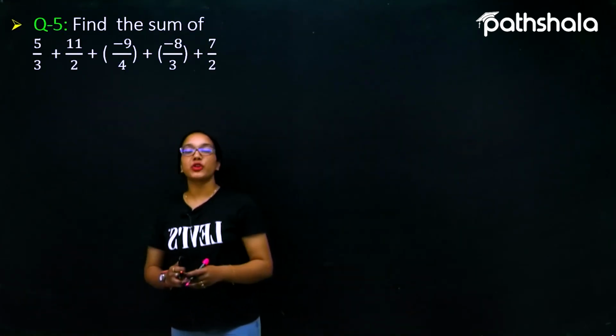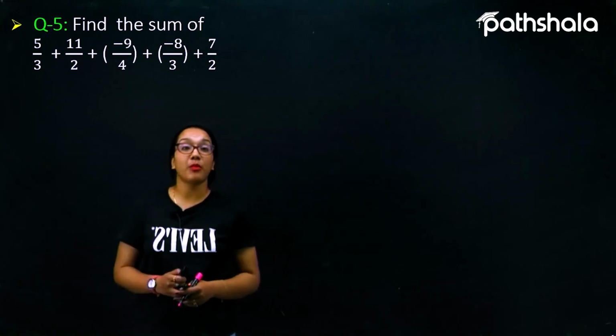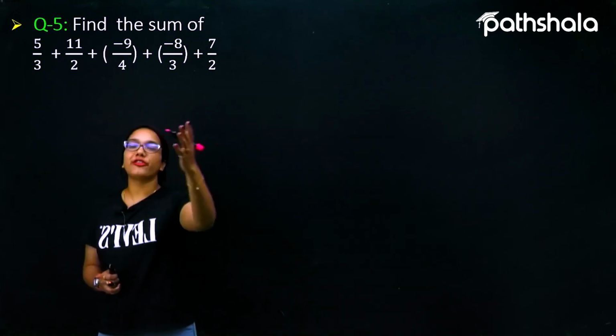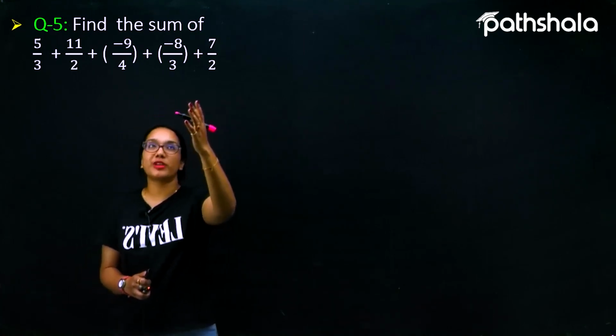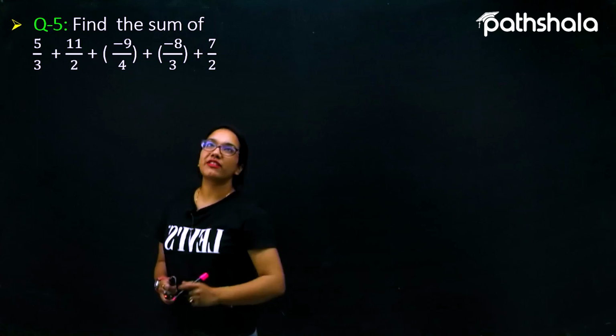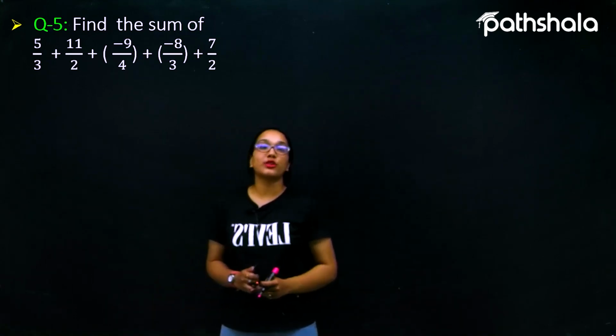So let's just move on further towards question number 5. Question number 5 says find the sum of the particular fractions, that is 5 by 3 plus 11 by 2 plus minus of 9 by 4 plus minus of 8 by 3 plus of 7 by 2. So let's just start the solution of this particular question.